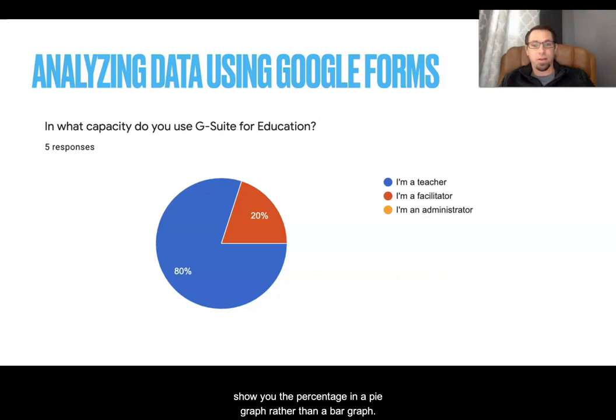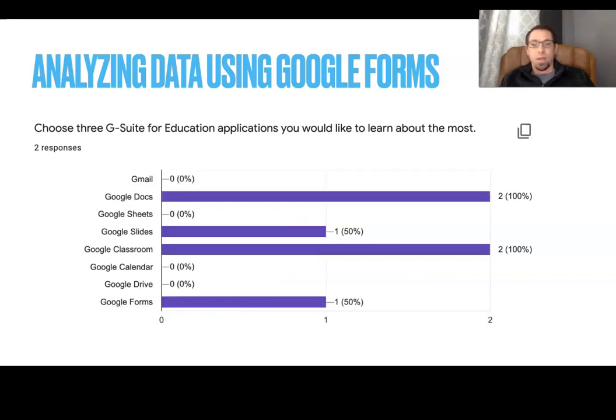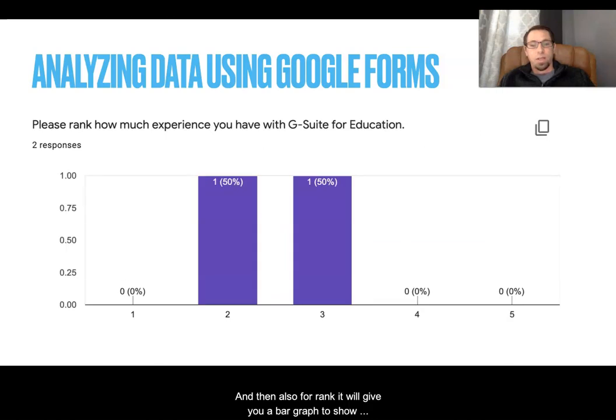the percentage in a pie graph rather than a bar graph. And another way it does this is if you have a multiple choice question that has multiple answers, it'll give you a bar graph as well to show you what students answered and the percentages involved. And then for rank, it will give you a bar graph to show you what the rank was for each of your individual students as they rank something in order. So those are really great tools for teachers to analyze student data within Google Forms.